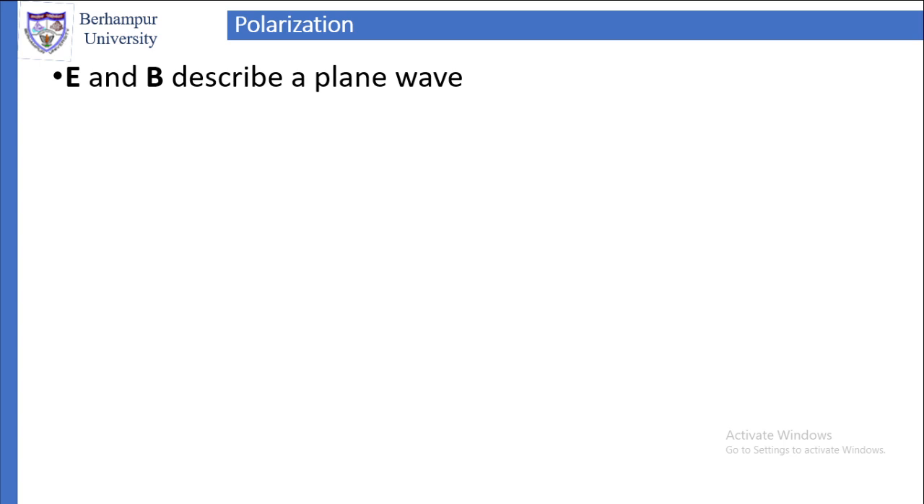So the fields, electric field and magnetic field, E and B, are describing a plane wave. With that, we will start discussing polarization. What is meant by polarization of the fields when the fields are describing a plane wave? The theory behind the polarization is what we are going to see.